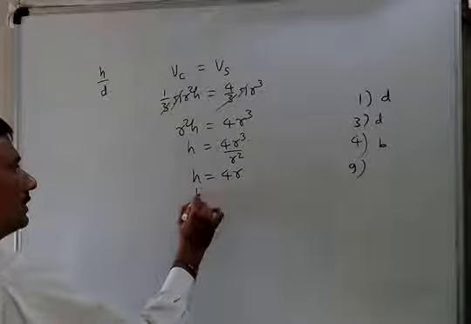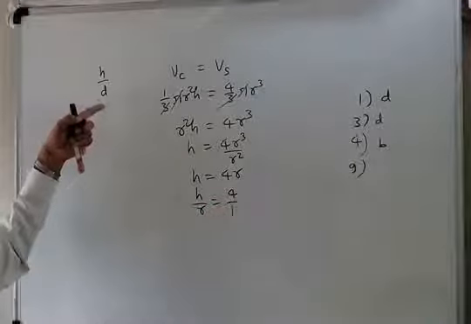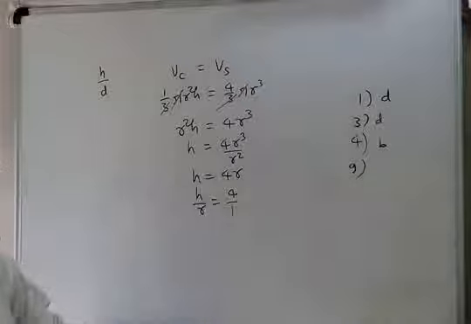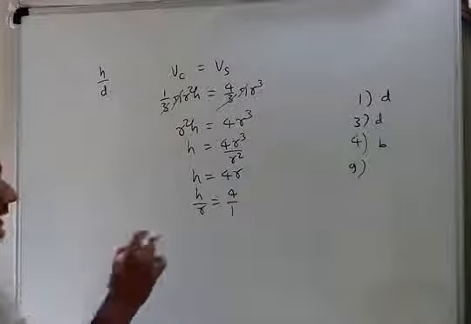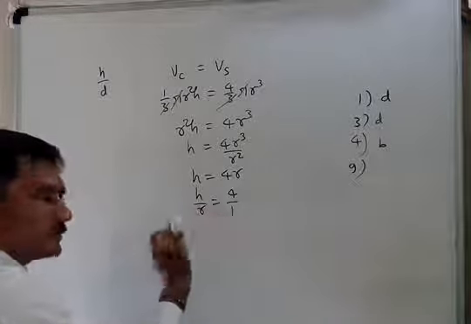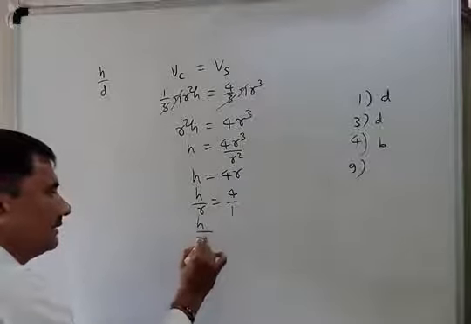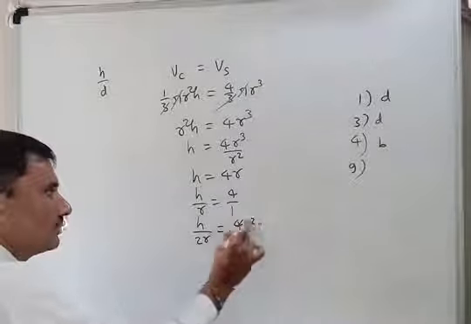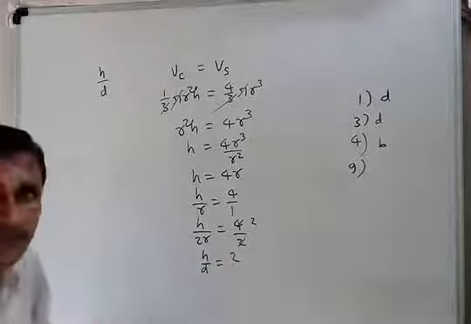So h upon r becomes 4 upon 1. They are asking us h upon d, but first of all we just find h upon r, because in the formula there is no d, r is given. Okay, so we found h upon r. Now just make here twice and here also twice. So if I write here 2r, then here 2, means this is 2 to the 4. So h upon d is equal to 2, otherwise 2 upon 1.